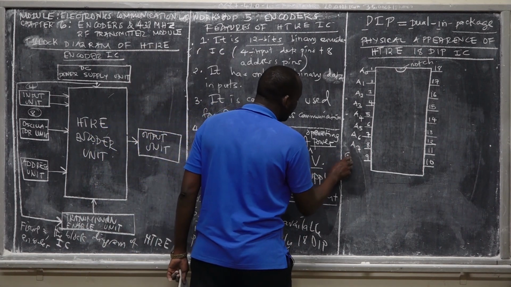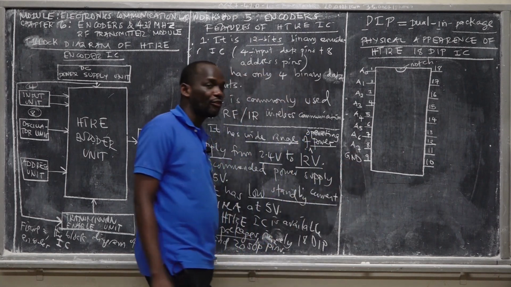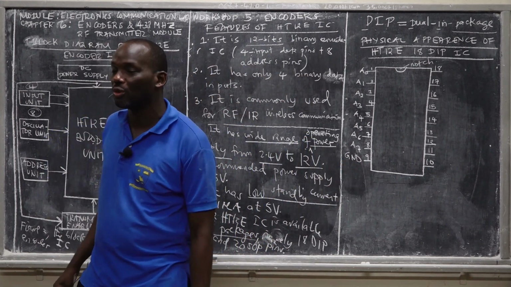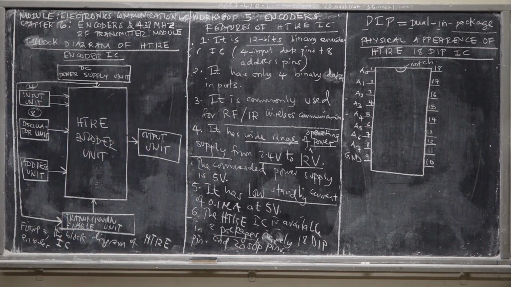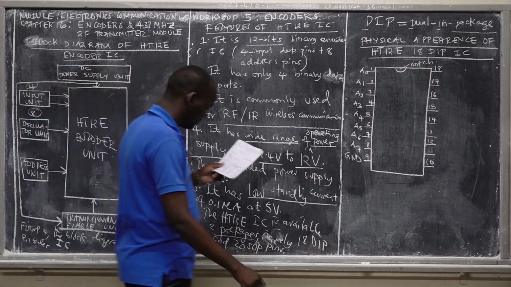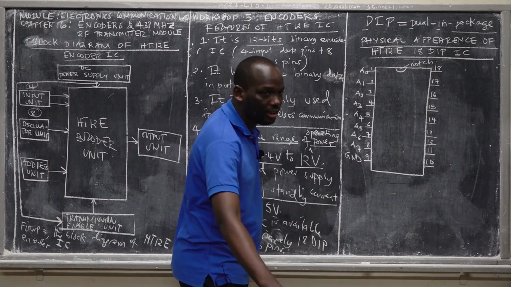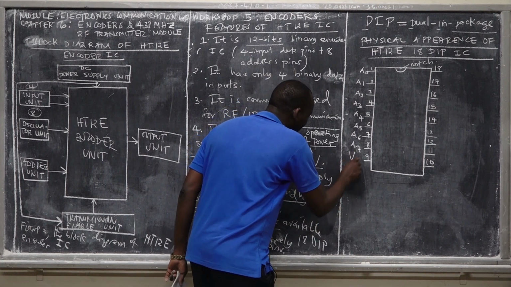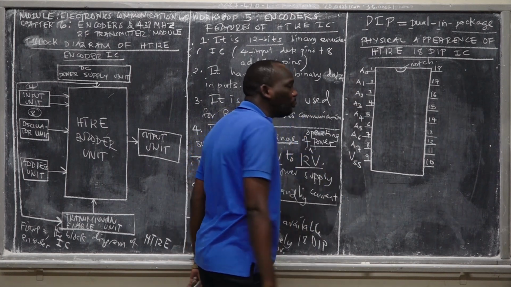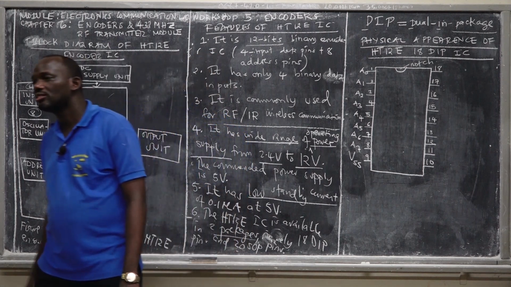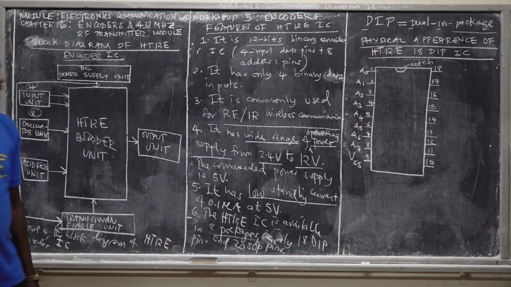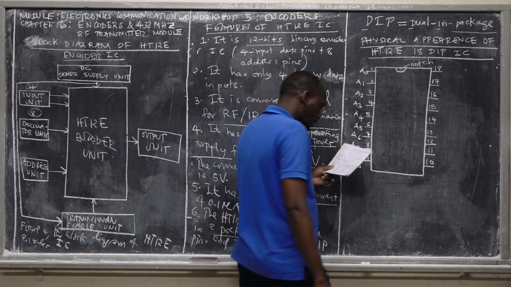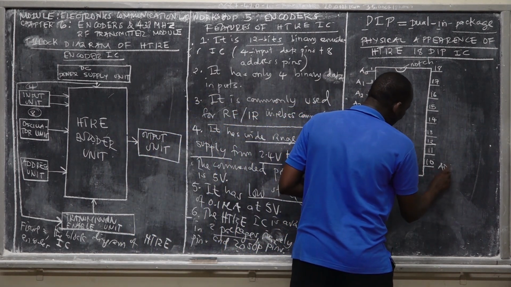Number 9 is what? Ground. Benjamin Joseph is not present, and also Glory Maro is not present. So this one, we don't call it ground, we call it VSS. This we call pin names. Say pin names. And then pin number 10, the name of pin number 10 is called AD8.